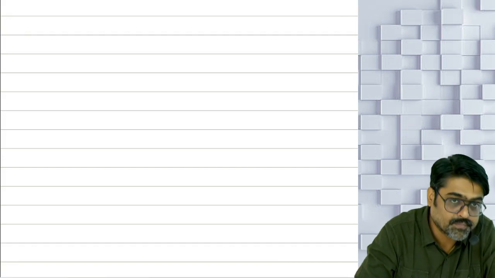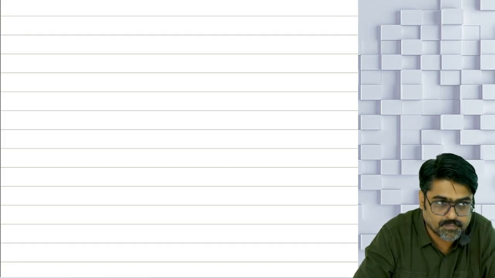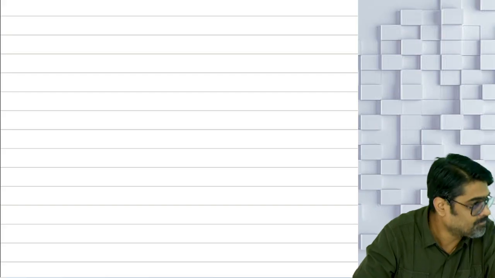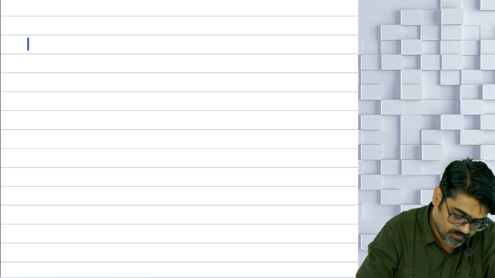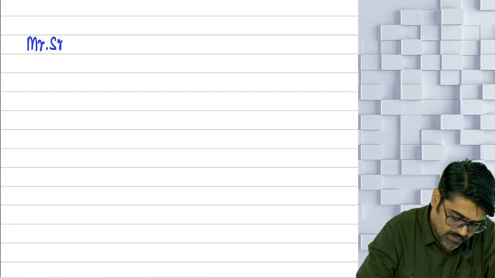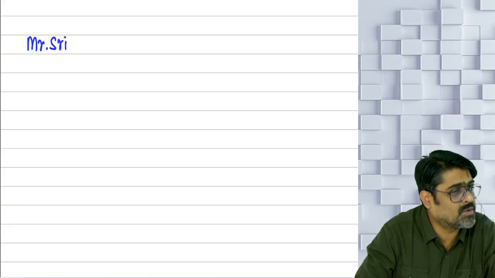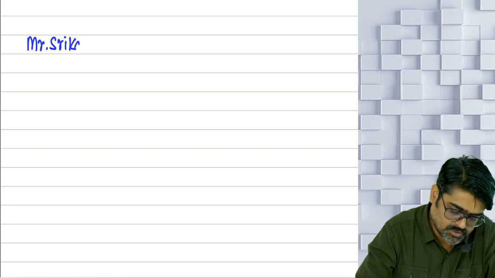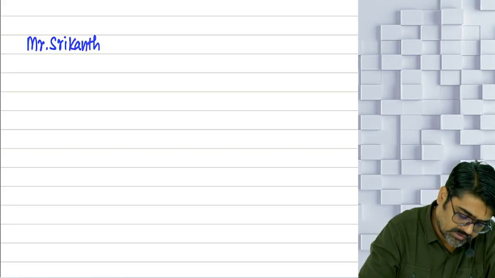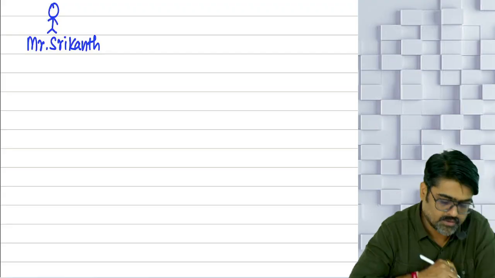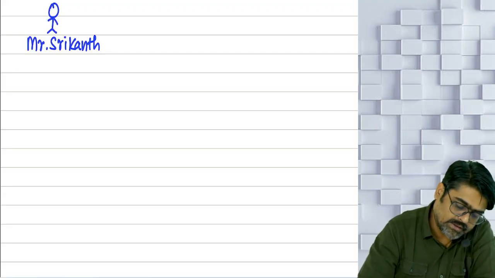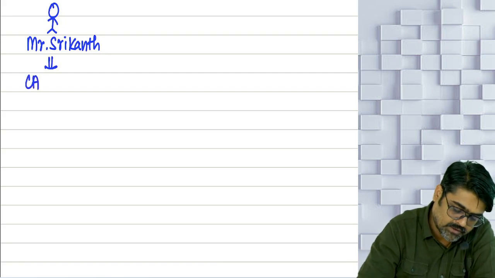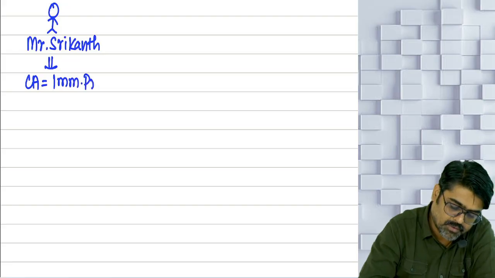Shrikant or Srinath? Shrikant. S-R-I-K-A-N-T. So this is our assessee, Mr. Shrikant. Shrikant is having a capital asset. For example, he is having a capital asset, any immobile property. Possible or not?